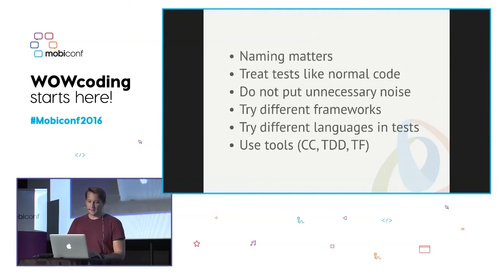To sum up, naming matters. We should treat our tests like normal code. We should review it and not put boilerplate there, because it's code. Do not put unnecessary noise. I showed you that you shouldn't put any finals, any privates, and anything to make your code more readable through comments, because it's just going to generate noise. Try different frameworks.